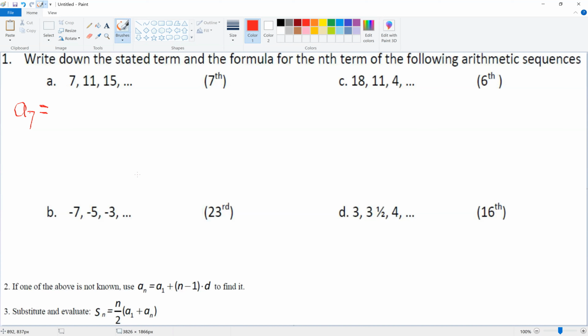An equals A1 plus, so what is A1 in this case? The first number, so 7. 7. And n is what? N is 7, right? Yeah. So 7 minus 1, and the common difference is 4. 4.